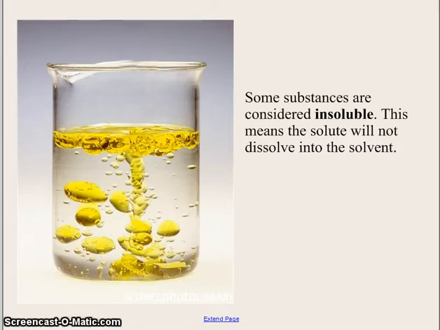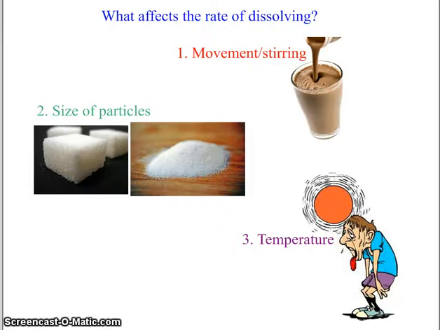Sometimes substances are considered insoluble. That means that the solute will not dissolve into the solvent. And so I've put a picture here of oil and water, because you might know that if you pour oil into water, the two will not mix. You can stir and shake and stir and shake, and they will appear to combine, but when you let it rest for a while, the two will separate from each other once again. Those are called insoluble.